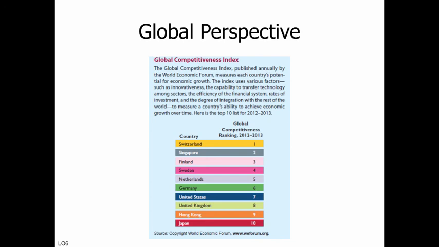So here we have the top 10 list of countries in terms of global competitiveness in 2012 to 2013. You can see the United States ranks fairly highly across the world, ranking at number 7, but Switzerland is the highest ranked of all the nations in terms of global competitiveness.